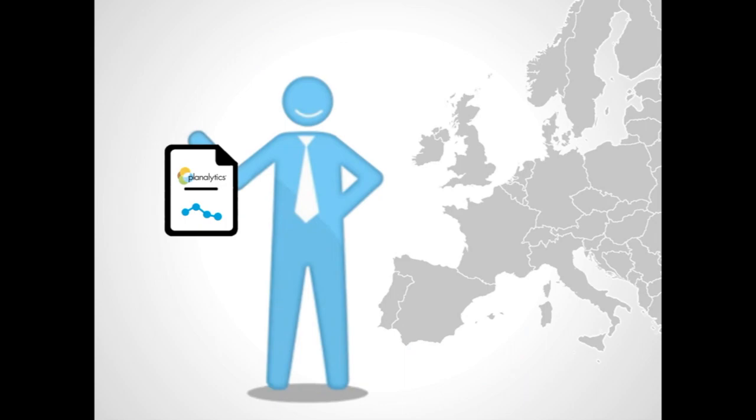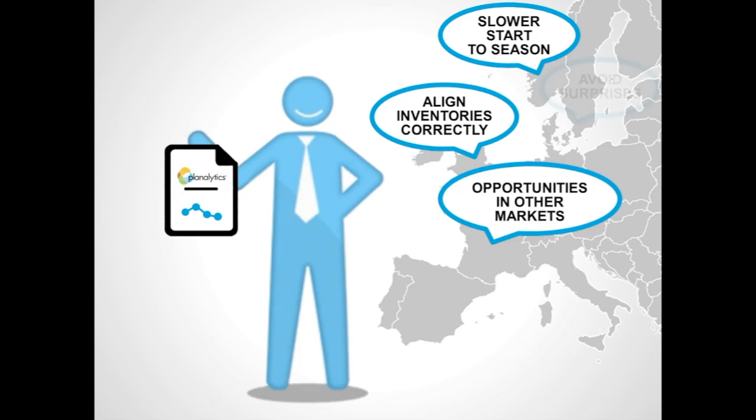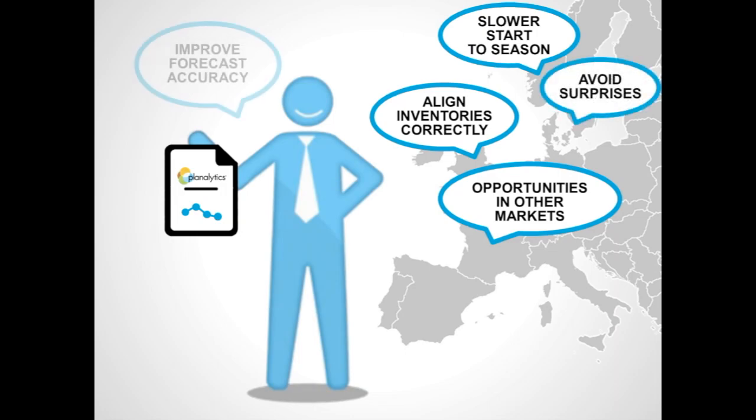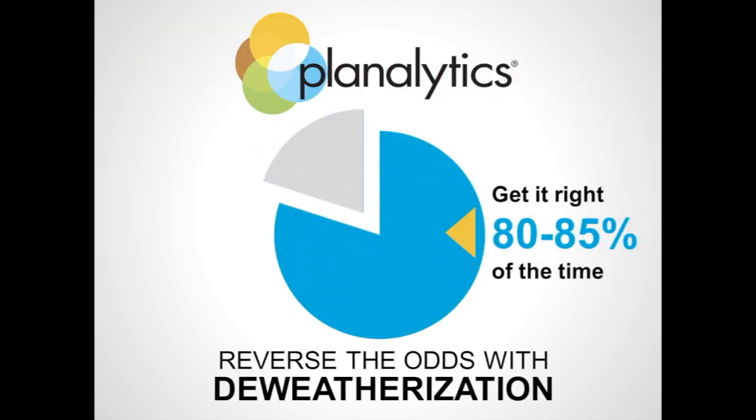With Planalytics, Paul is able to more clearly identify how business opportunities and risks will shift this year, precisely quantifying the impact week by week and market by market. The company is now able to improve forecast accuracy and is better prepared to position itself to capture more sales while avoiding surprises. Weather can be challenging for any business. Reverse the odds with DeWeatherization.